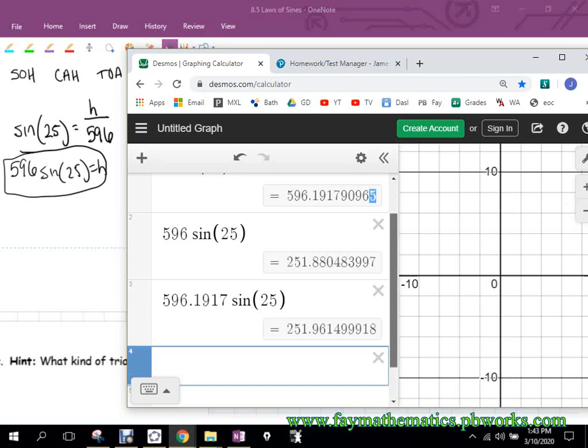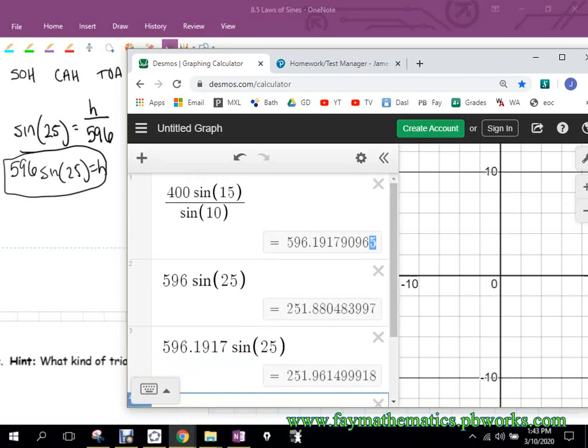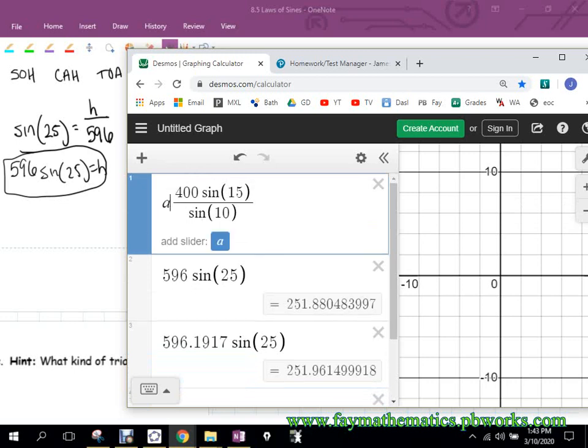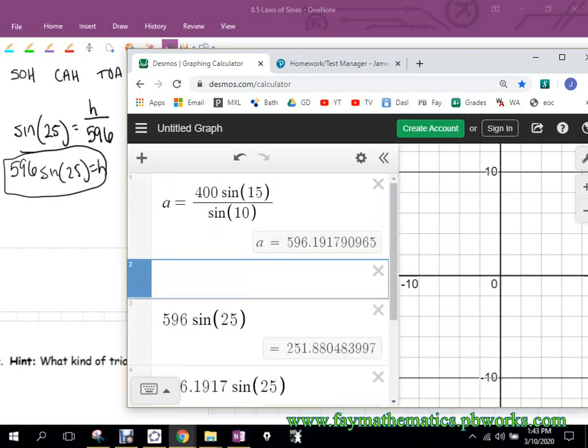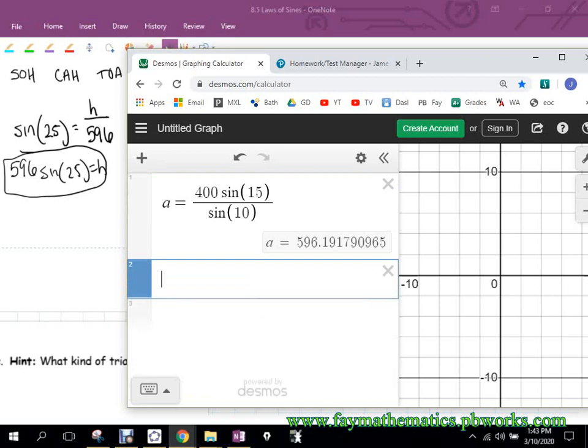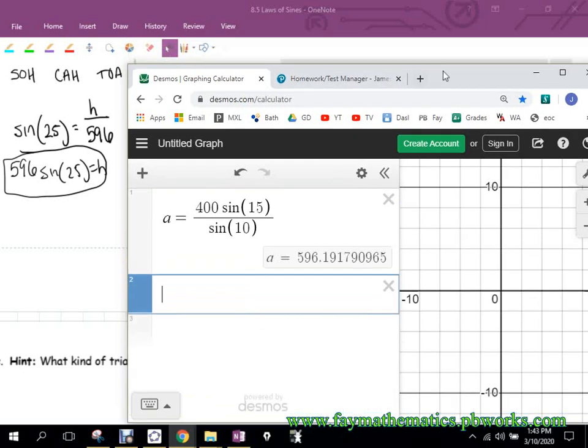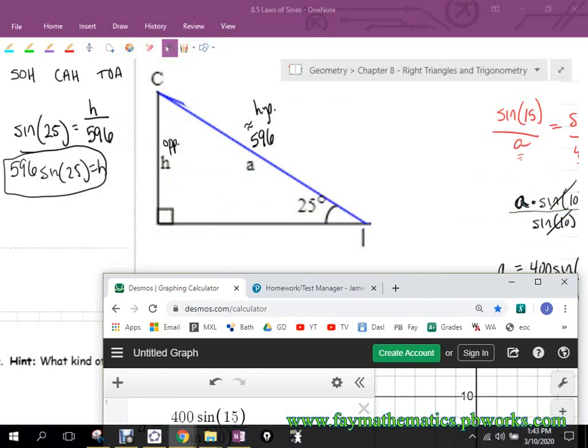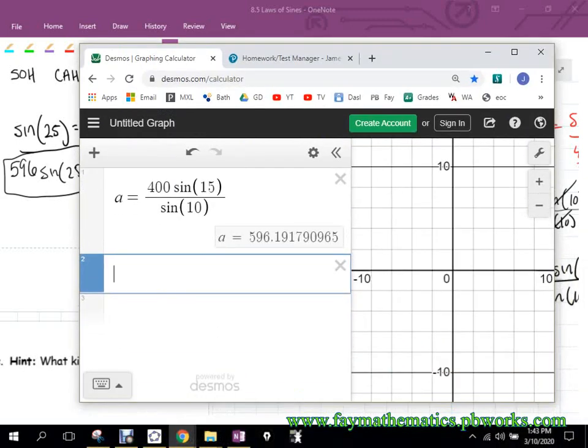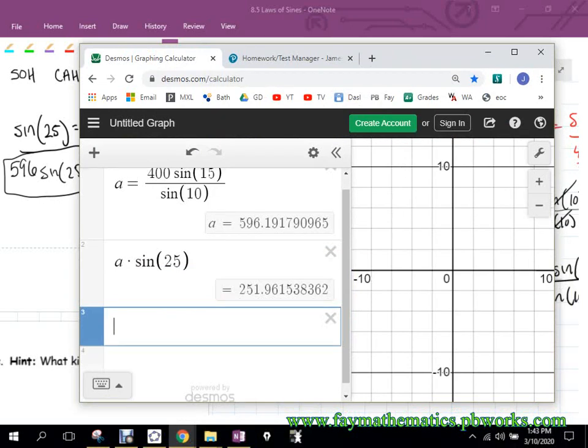Okay? So with Desmos, you have the capability of just calling this number A. So now, when we go ahead and find, because A was this, right? Okay, so H over A would be essentially what I'm doing here. Multiply both sides by A. If I take A times sine of 25, that's the best answer. Does that kind of make sense?